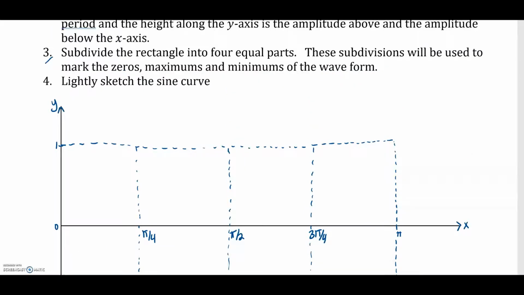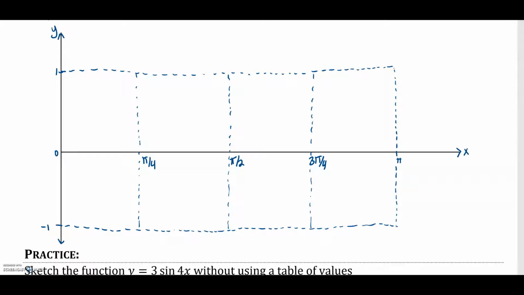Step 4 says to lightly sketch the sine curve. Recall that our curve begins at 0. So before we try to sketch the curve, we should mark our maximum, minimum, and 0 values. Our zeros occur at 0, at pi, and halfway at pi over 2. And remember that the sine curve first opens up, so we have our maximum halfway between our first two zeros, and then our minimum occurs at 3 pi over 4.